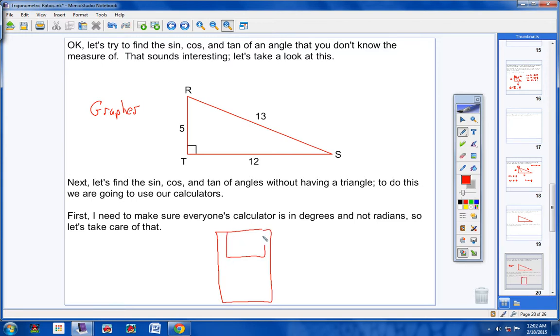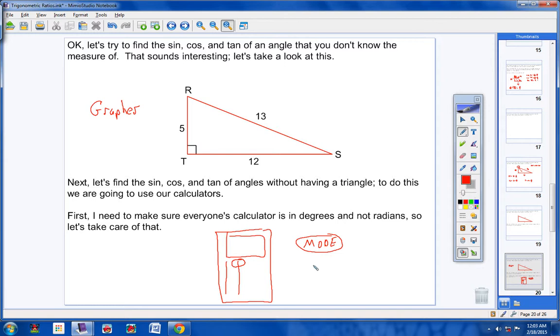Here's your screen right here. I want you to go to the second column, so 1, 2, go to this column right here, and look at the top button right here. It should say mode. Okay, push that. Now when you push mode, well, it would help if you turn your calculator on first, obviously. So turn your calculator on, then push mode, okay?